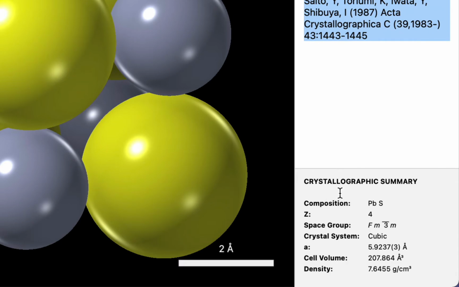And at the very bottom of the inspector, you'll see a crystallographic summary. This gives the chemical composition, symmetry or space group, crystal system, cell parameters, and the density of the mineral.